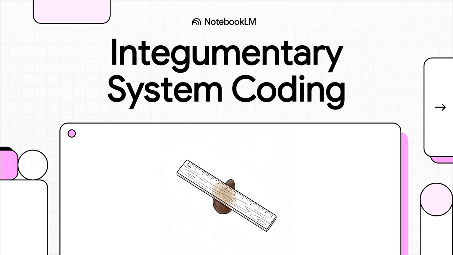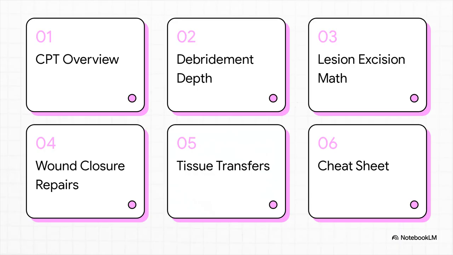Today, we are completely cracking the code on the integumentary system. We're going to go over the golden rules you absolutely need to nail the 2026 exam. Let's get right into it. Think of this as your syllabus for today's masterclass. We're covering the Integumentary System CPT overview, debridement depth and area, lesion excision math rules, wound closure repair categories, tissue transfers and flaps, and we'll wrap up with the Part 28 cheat sheet.